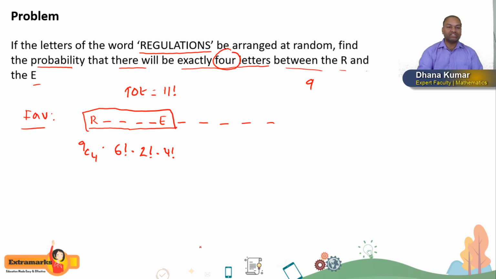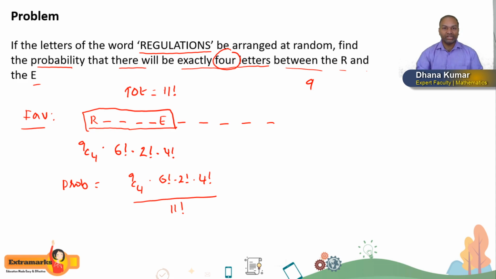Okay. Now after that, simplification. So the probability is equal to favorable cases, that is 9C4 into 6 factorial into 2 factorial into 4 factorial by 11 factorial. Question understood? Right. So according to the options, you follow that one. If it is directly there in the options in this format, this is the final answer. Otherwise, you simplify it. 11 factorial means 11 into 10 into 9 into 8 like that till 6 factorial. Cancel, then expand it, we can get that answer.